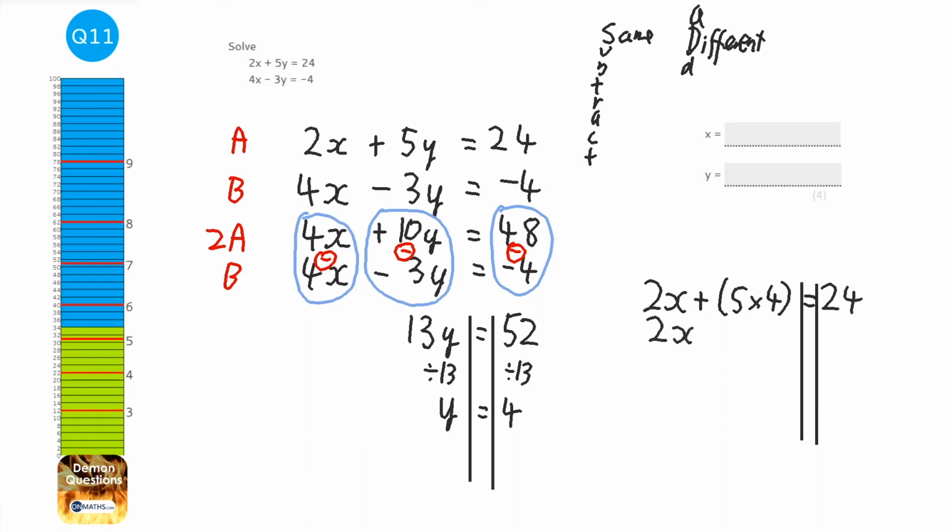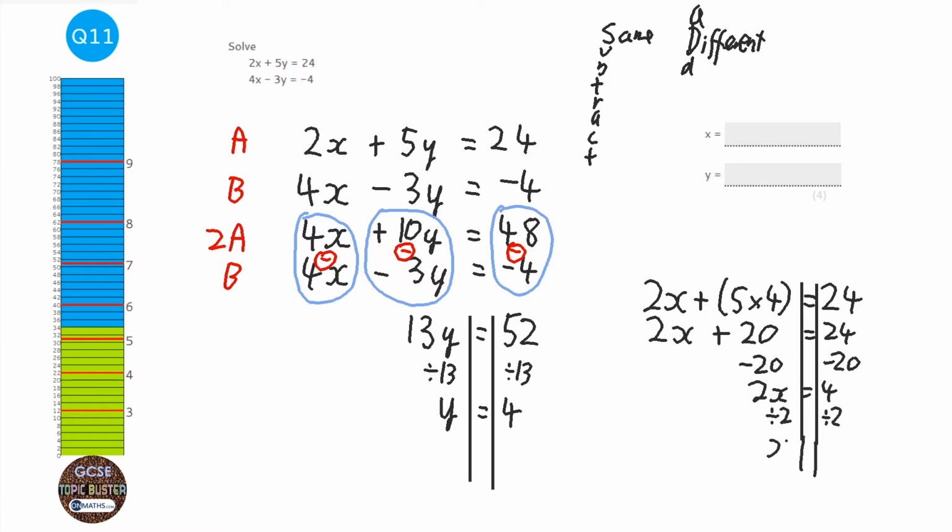So it's 2x plus 20 equals 24. Take away 20 from both sides. 2x equals 4. Divide both sides by 2. Extend my lines a little bit. And x equals 2. Now if you've got time in the exam, you can check that that's right by using the second equation. So 4 times 2 is 8. 3 times 4 is 12, and 8 take away 12 is minus 4, so we know it's correct. So x is 2 and y is 4.